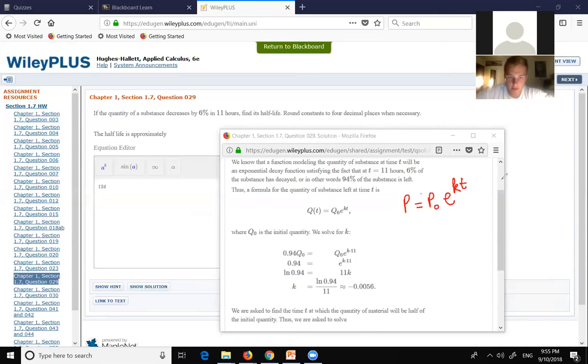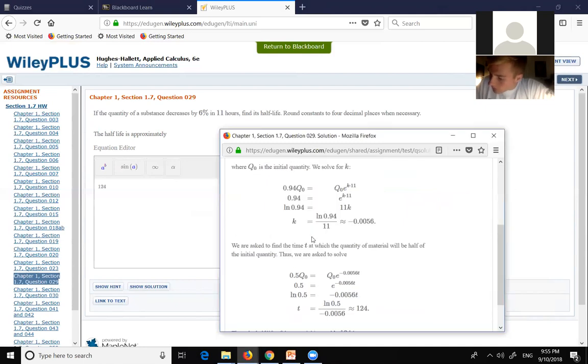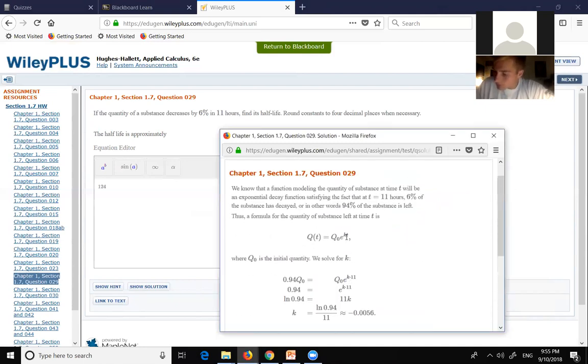And then once you get the k, the continuous rate, let me go back to the drawing I created before. Okay, then once you have k, you can go back to the equation here.